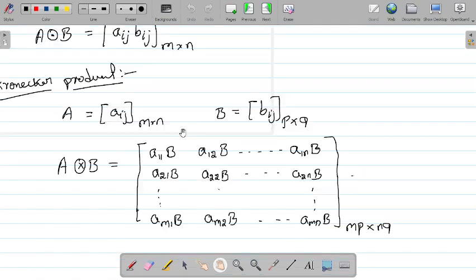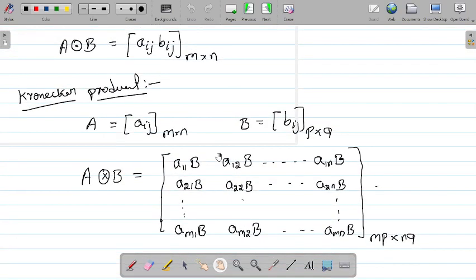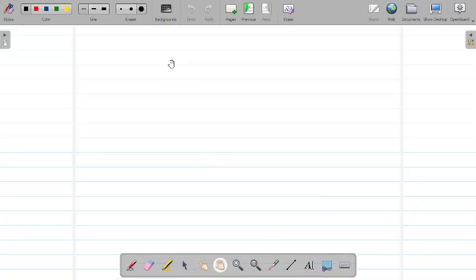So this Kronecker product will be useful when it comes to multi-dimensional matrices. There you can see more uses of this. And we need to discuss a few properties related to this Kronecker product. That I'll discuss later on.